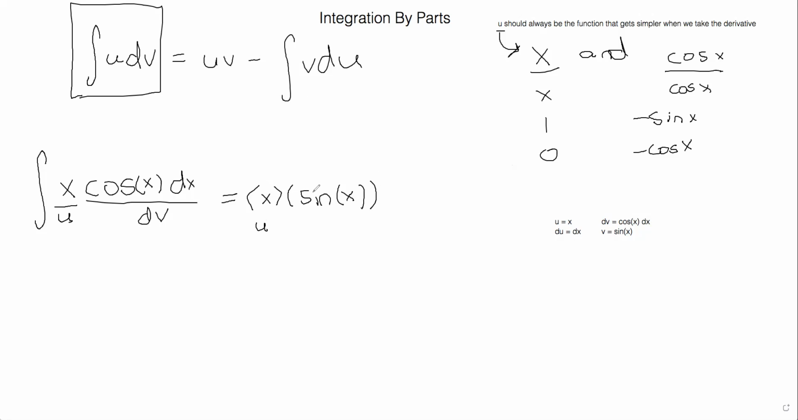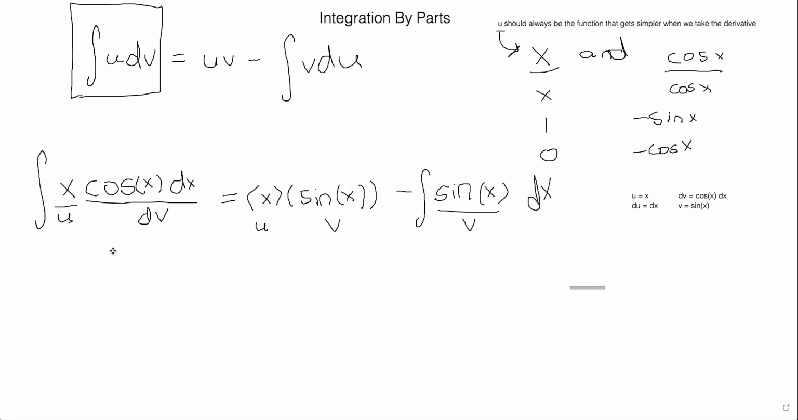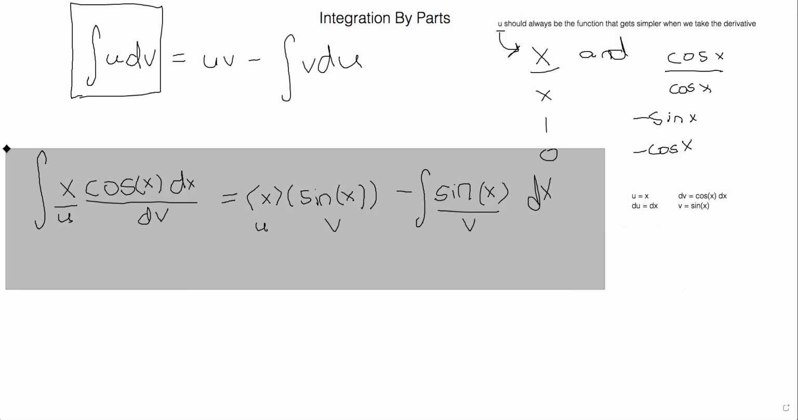In the next part of this, let me label this. This is v. And then after that, we have minus the integral of v, which is sine of x, v times du. du is just dx. So let's take a moment and look at what we have here. Let's see if we're happy with how things are going so far.